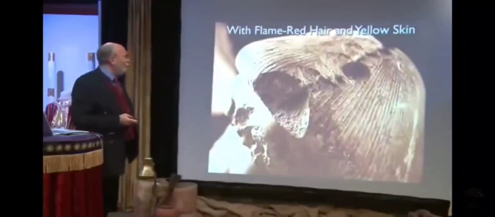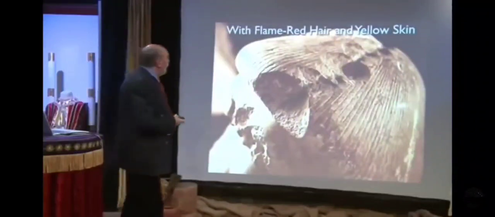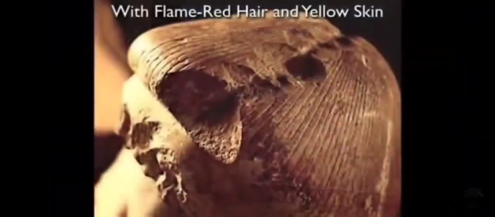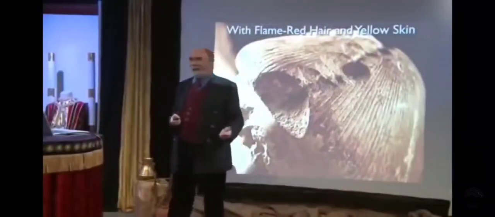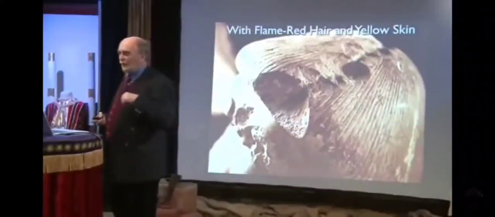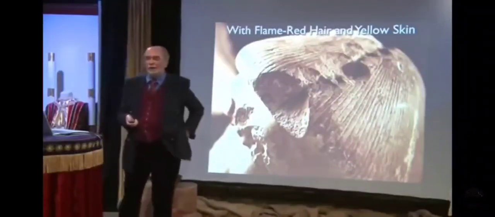If we look at the hair, beautifully coiffured, beautifully combed, and the original paint still survives on this statue, red hair, flame red hair. And on the forehead, although you can't see it too well, this is yellow paint. So yellow skin, red hair, beautifully coiffured and combed, in what we call the mushroom hairstyle.